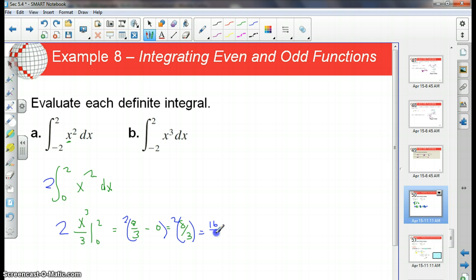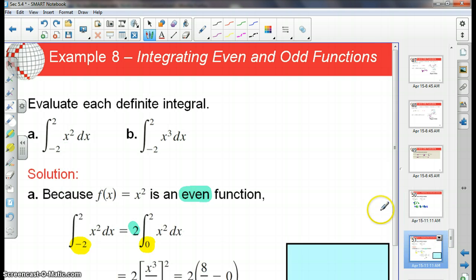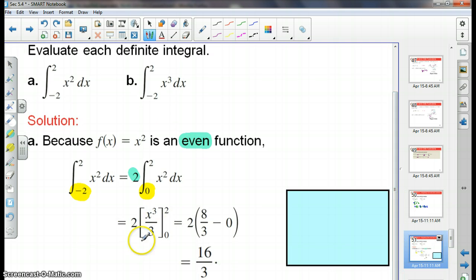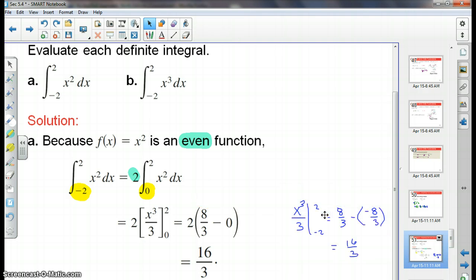You may be asking, well, what if you just would have integrated the whole thing? Here's how the author did it. What happens if you just would have integrated from negative 2 to 2 and you would not have done the double thing? Well, you get the same answer. I did it over here. You can go from negative 2 to 2. You get the exact same answer. It's just a nice short way to be thinking about an even function. I don't need to integrate from negative 2 to 2. I could go from 0 to 2 and double it.